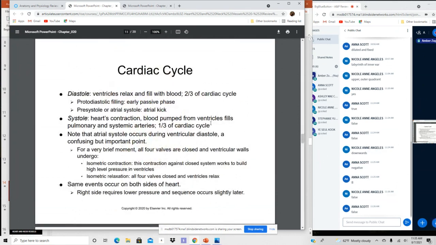Now we're going to talk about the cardiac cycle. Remember, diastole is when the ventricles are relaxed and are filling with blood. There's a protodiastolic filling, which is an early passive phase, and there's presystole or atrial systole, also referred to as atrial kick. The systole is the heart's contraction, and it's when blood is pumped from the ventricles, fills pulmonary and systemic arteries. It accounts for 1/3 of the cardiac cycle.